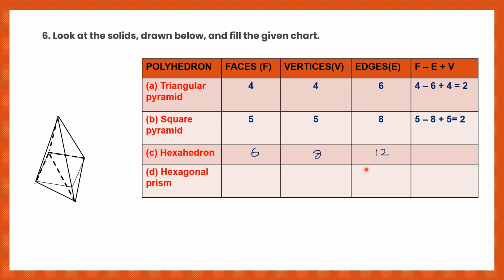Now let's follow Euler's formula. Here faces are 6, minus the edges which are 12, plus the vertices which is 8. So 6 plus 8 is 14. 14 minus 12 is 2. So we've got 2 here also. So let's go to the next one.